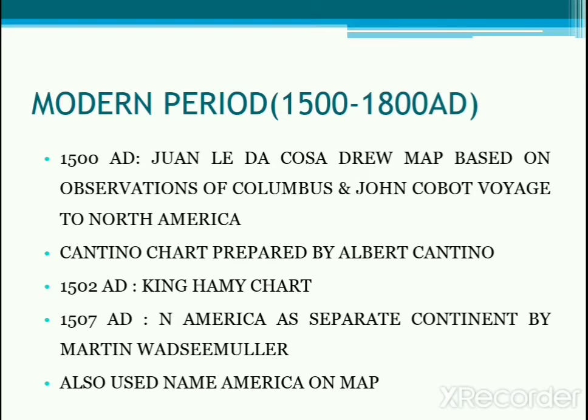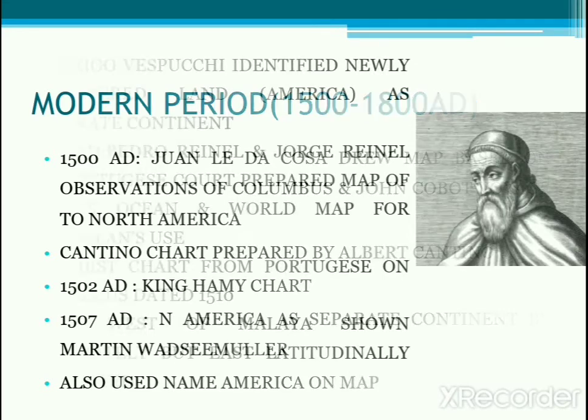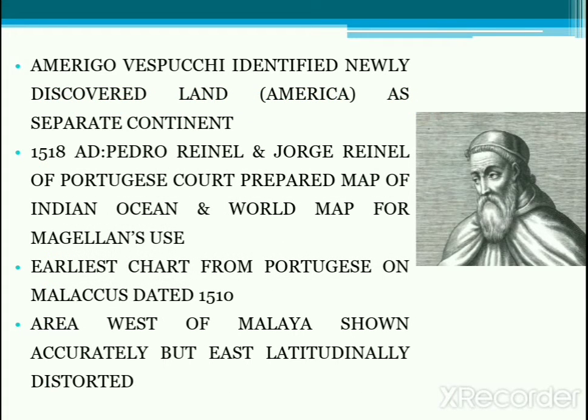In 1507, Martin Waldseemuller for the first time showed North America as a separate continent. He also used the name America in the map. In all these maps, the outlines of Asia and Africa had considerably improved.